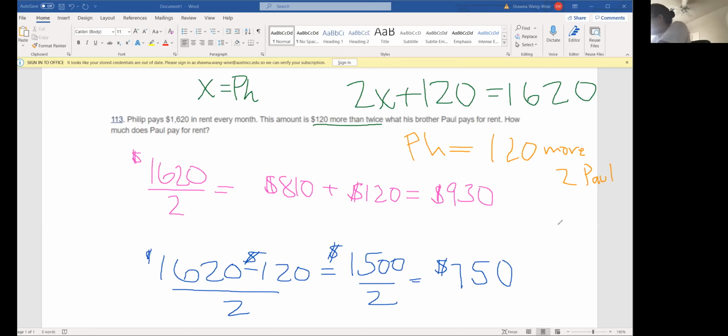Yes. The 120 doesn't even belong in the equation, does it? Well, I don't know. We'll see. No, it does. I just confused myself again. Okay, is there a way we can adjust this green stuff now? Because I think the orange helps clarify it a little bit more. Can we adjust the green now to match that? Philip is 120 more than 2 times Paul. So how can we adjust this stuff up here? What was it?